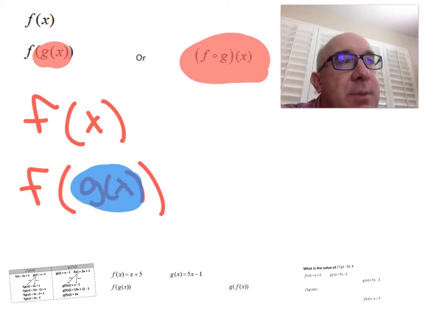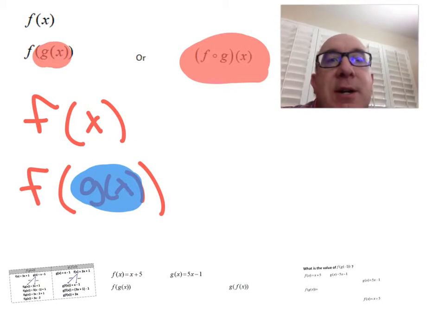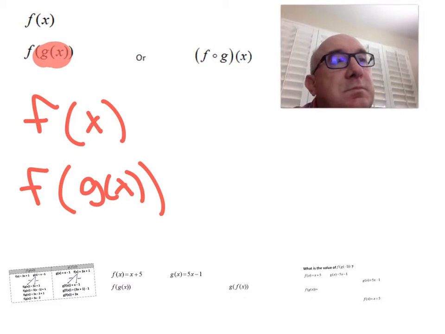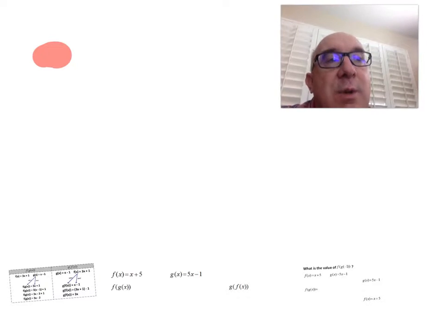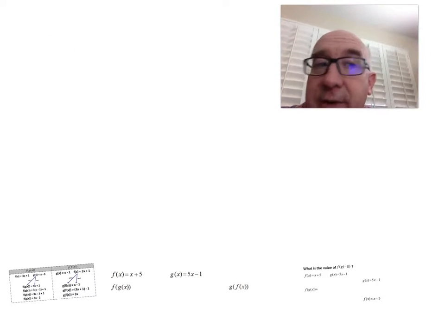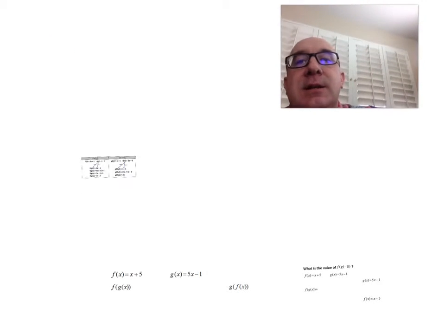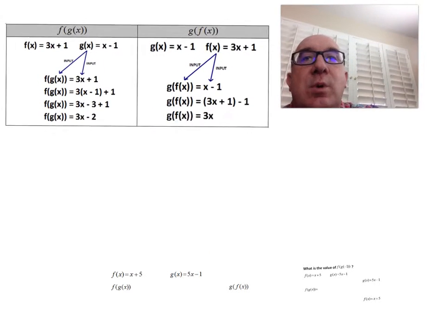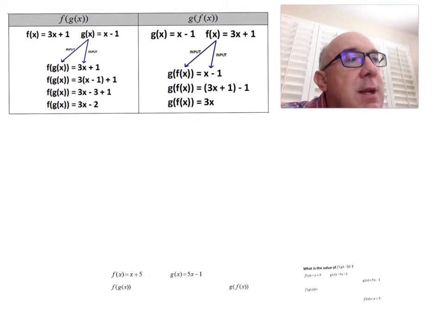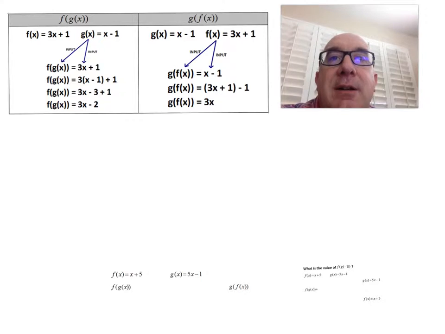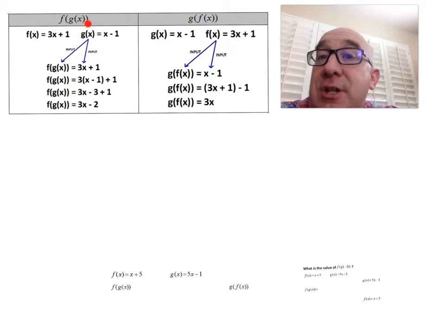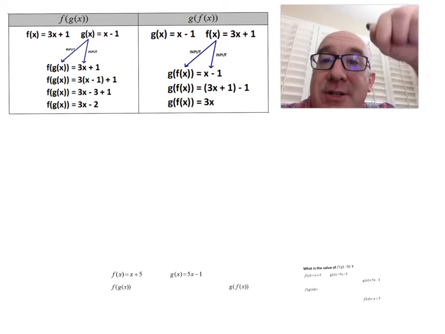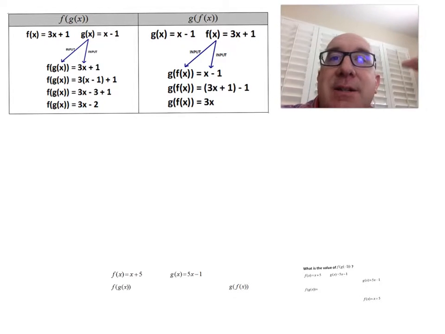I'm going to put in a couple of things here. Let me clear out a little space, and let's take a look at how we compose, or put one function into another. Let's look at this example here. This is some work that's already been done. Let me get out my highlighter and let's take a look at it. First of all, I want you to notice that it's f of g of x. That means g of x is going inside of f of x.